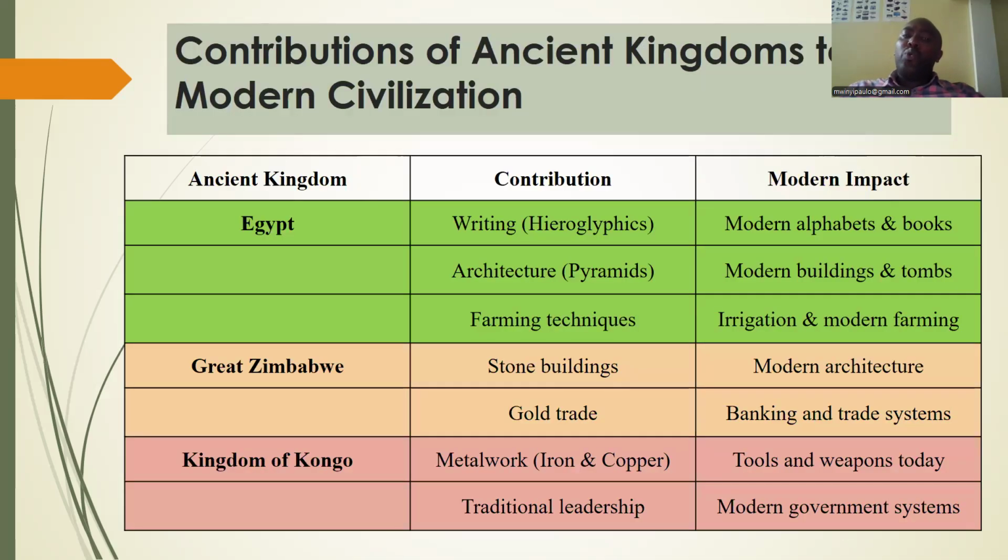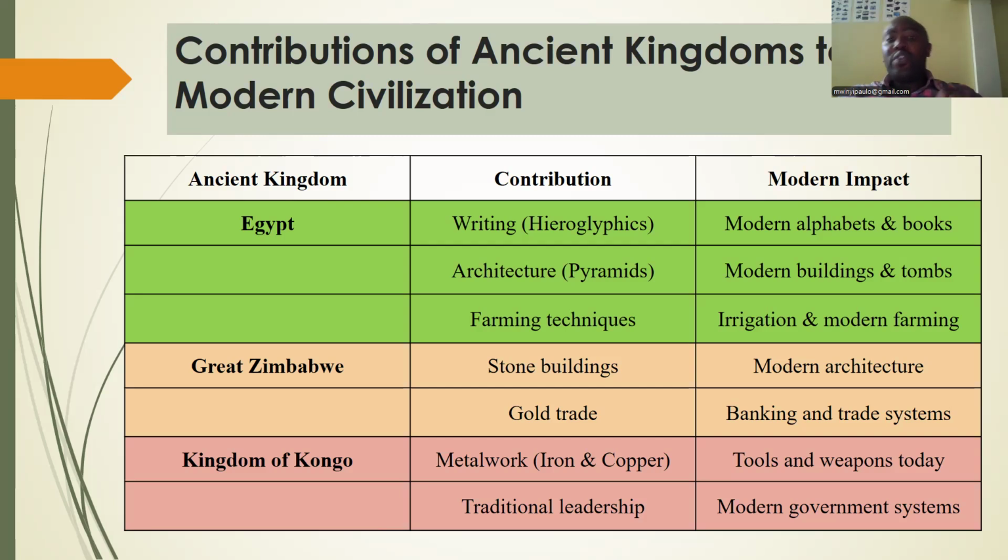We need now to look at the contributions of the ancient kingdoms to the modern civilization. So we want to ask ourselves, how did those ancient kingdoms contribute to the modern civilization? We shall start with the Egyptian ancient kingdom. Now, these were its contributions.